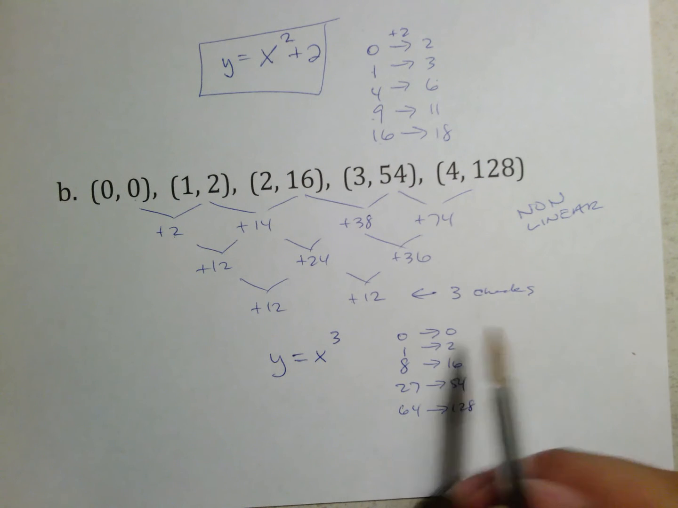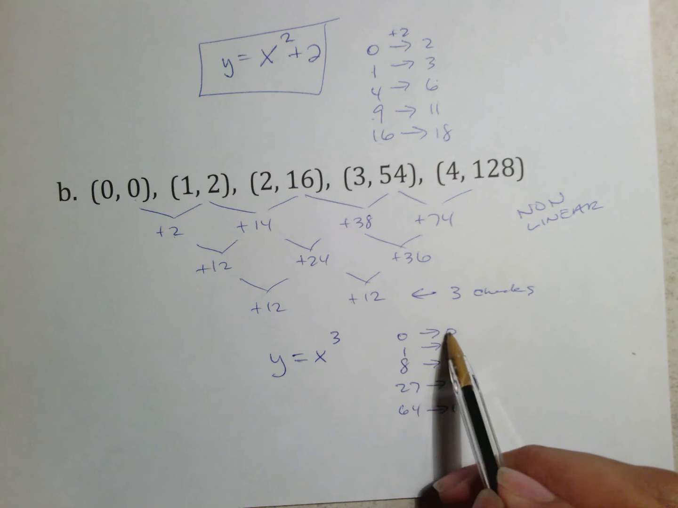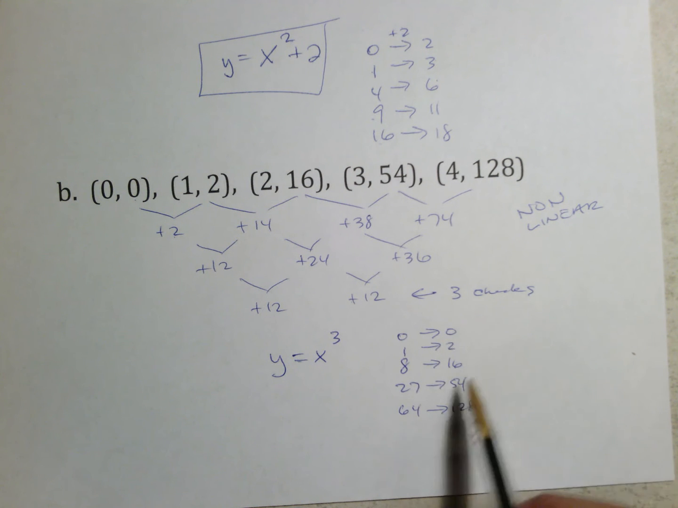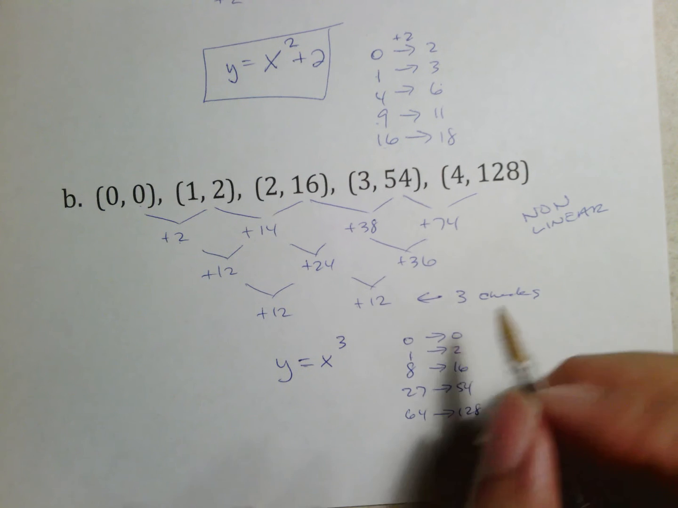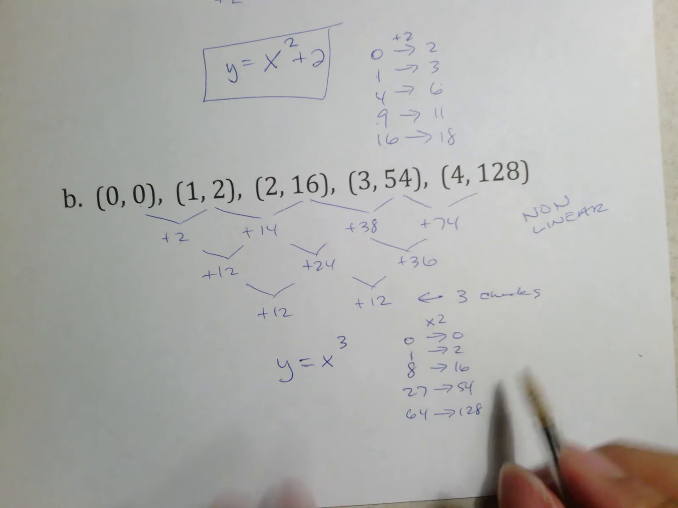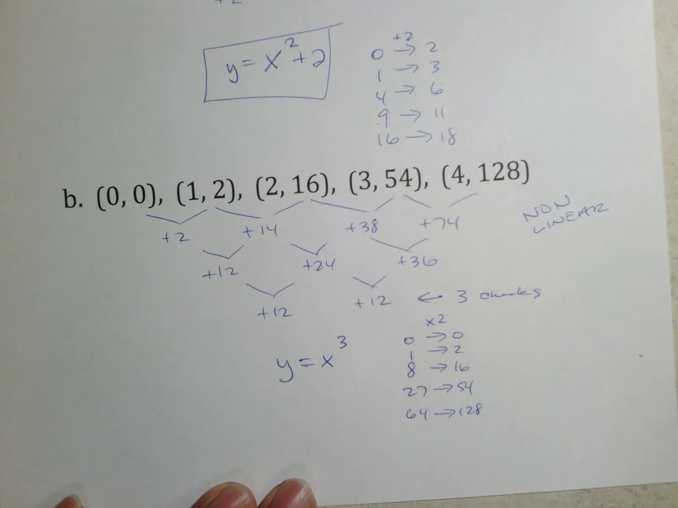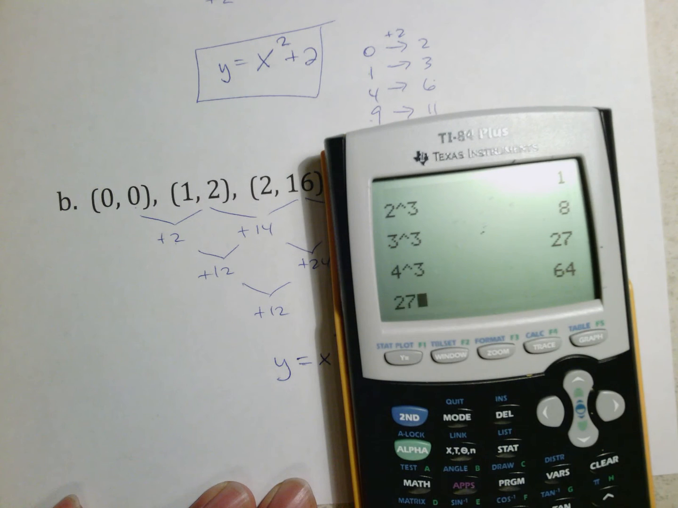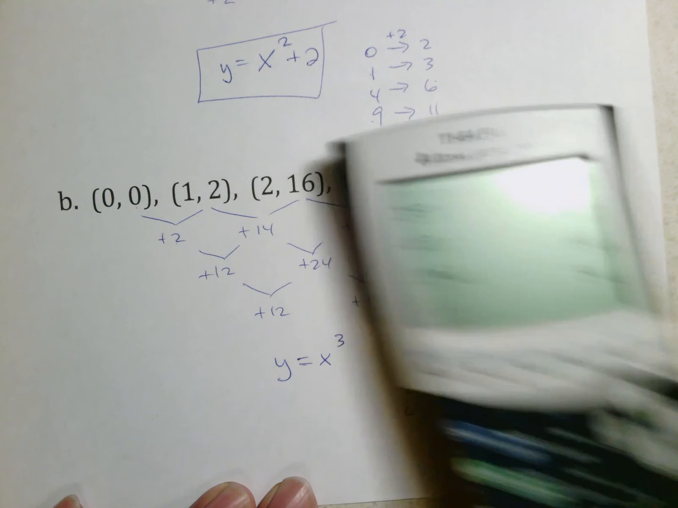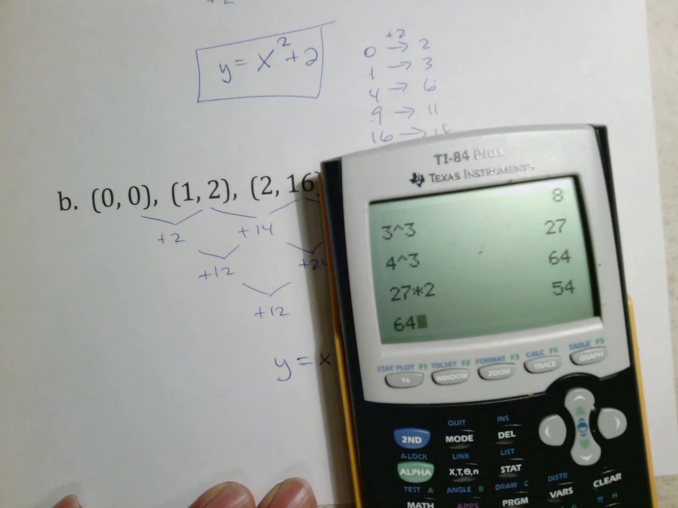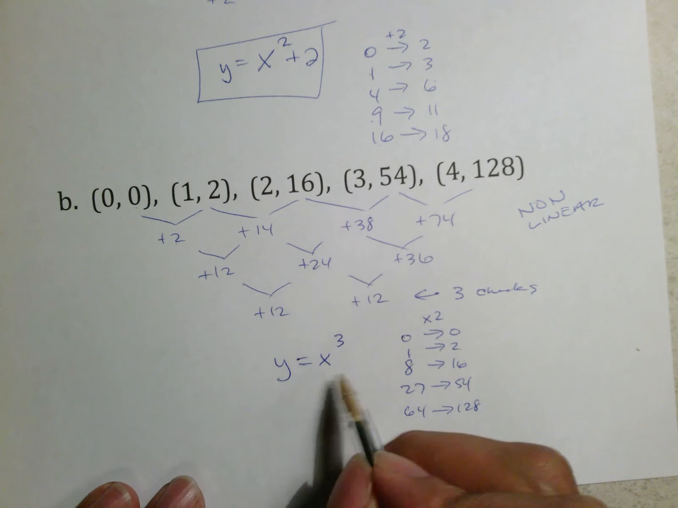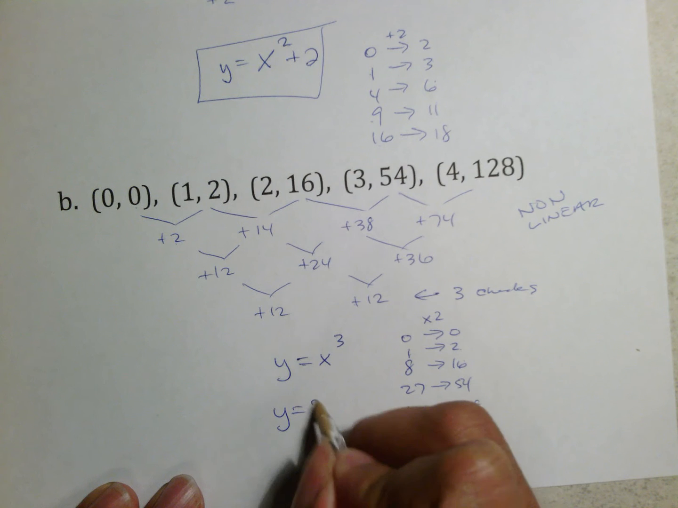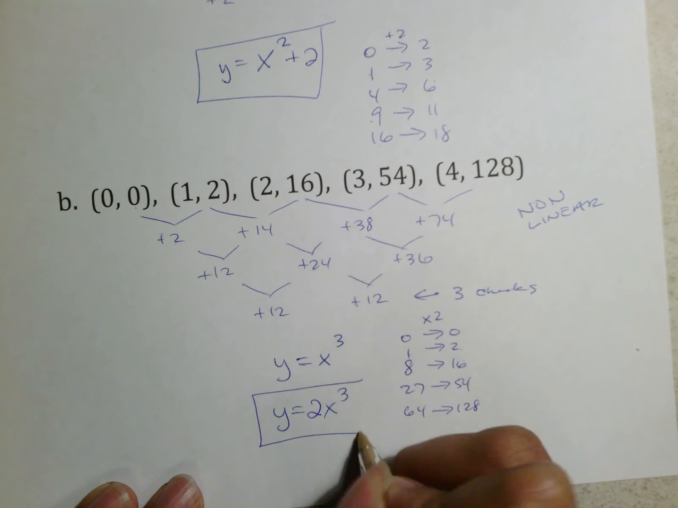Well, the crazy thing here is 0 to 0 means we're not adding, and we can't be subtracting, so now we check multiplication. So forget about 0. What do you multiply 1 by to make it 2? And what I know is that you would multiply that by 2. Well, let's check. 8 times 2, 16. What about 27 times 2? Yep, that's 54. What about 64 times 2? Yep, that's 128. So our actual pattern is y equals 2 x to the third.